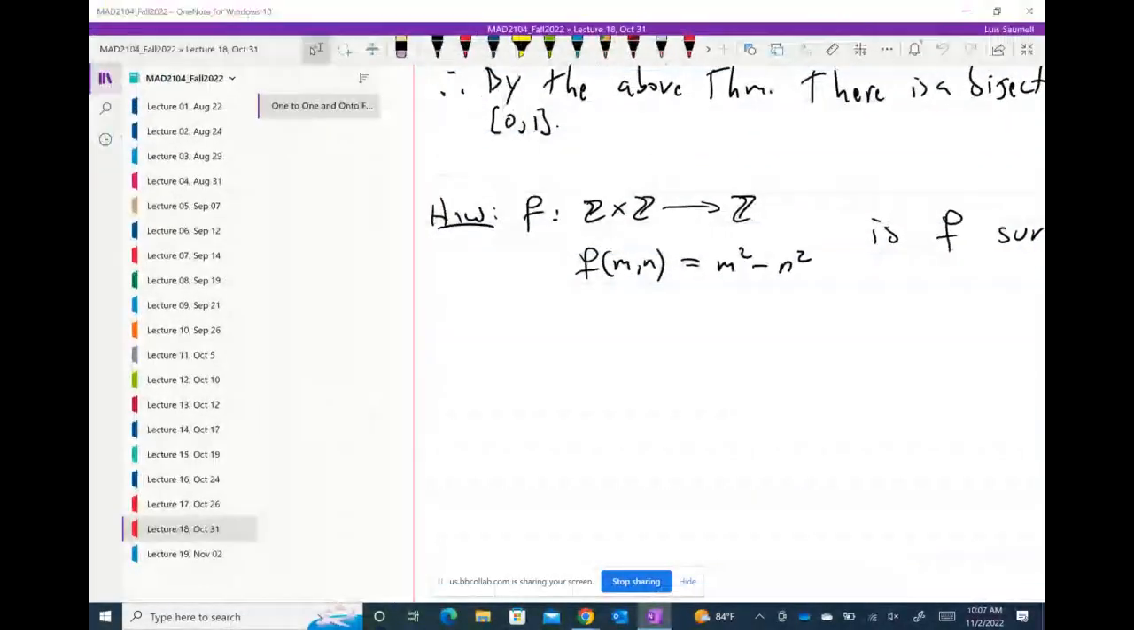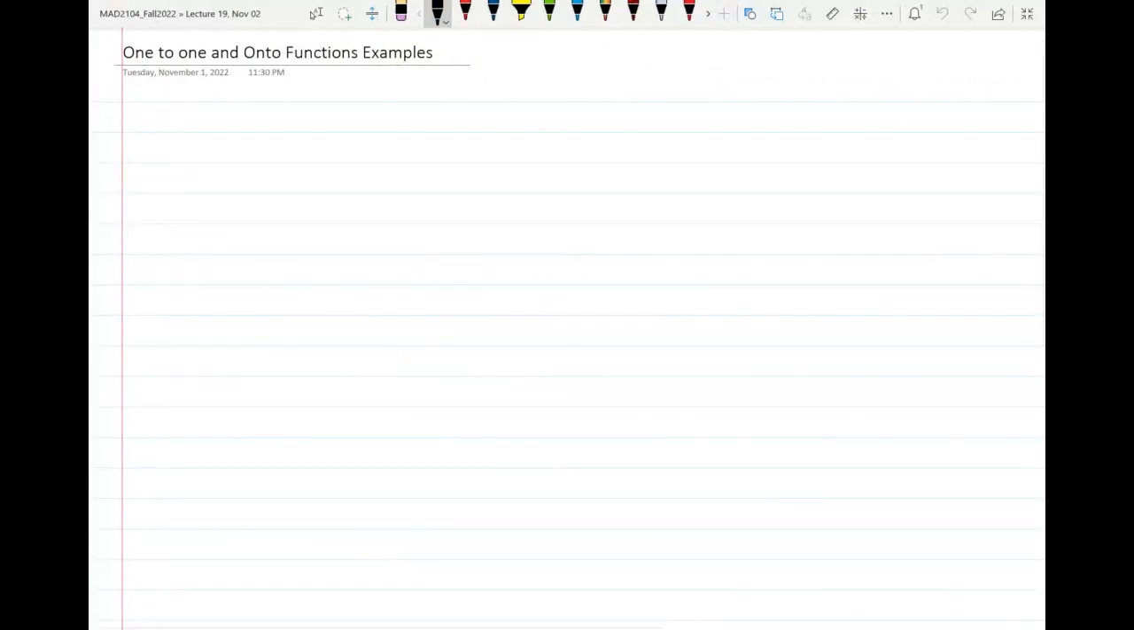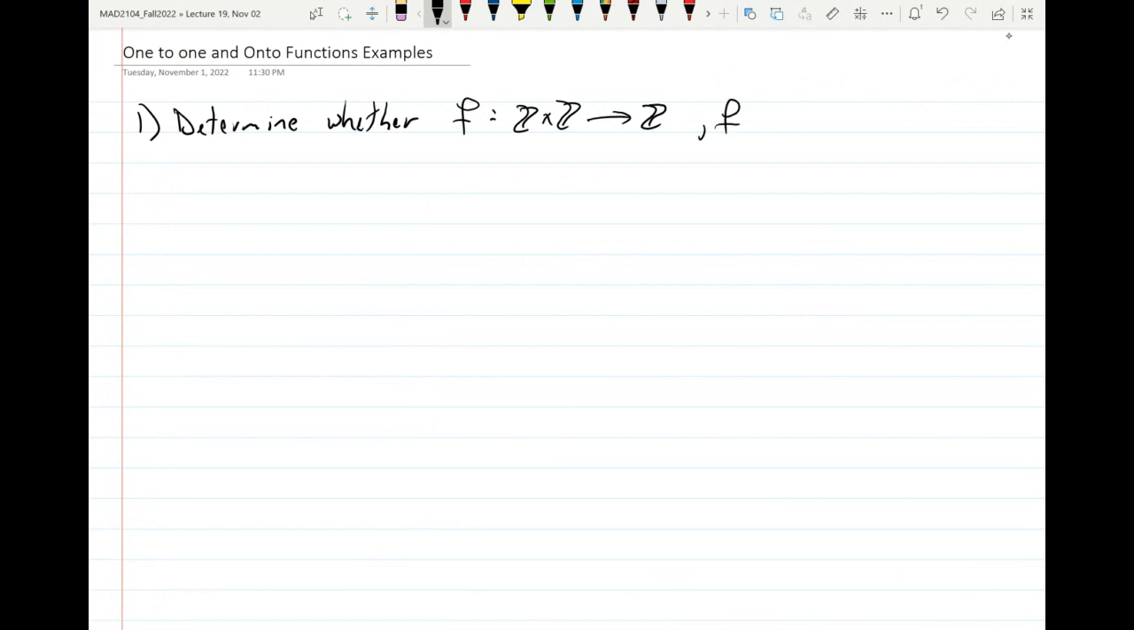Okay? So let me do it here. So our first example is: determine whether the function f from Z to Z given by f(m,n) = m squared minus n squared is surjective or not. And whatever we say, we're going to justify.